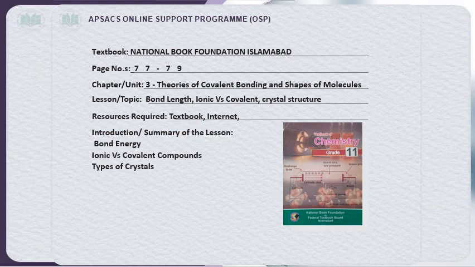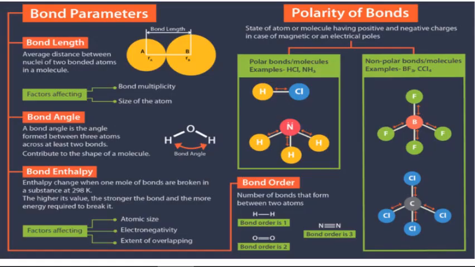Then dipole moment will be discussed, including the numericals related to the dipole moment. Then a comparative study of ionic versus covalent compounds will be there. And then we have the different types of crystal structures to be discussed.